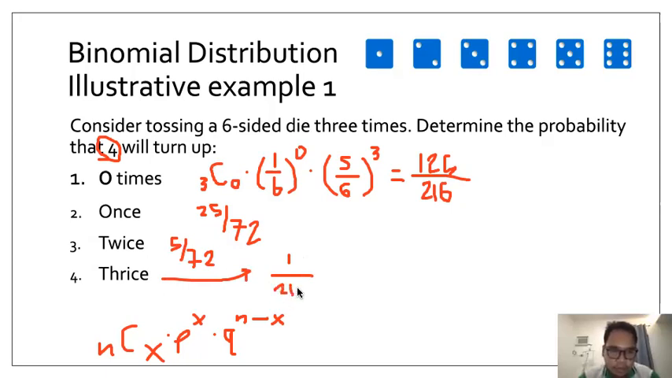So there's only one way that there will be 3 fours that will come up. That's a very small probability that it will. Okay, so these are our answers for this example 1.